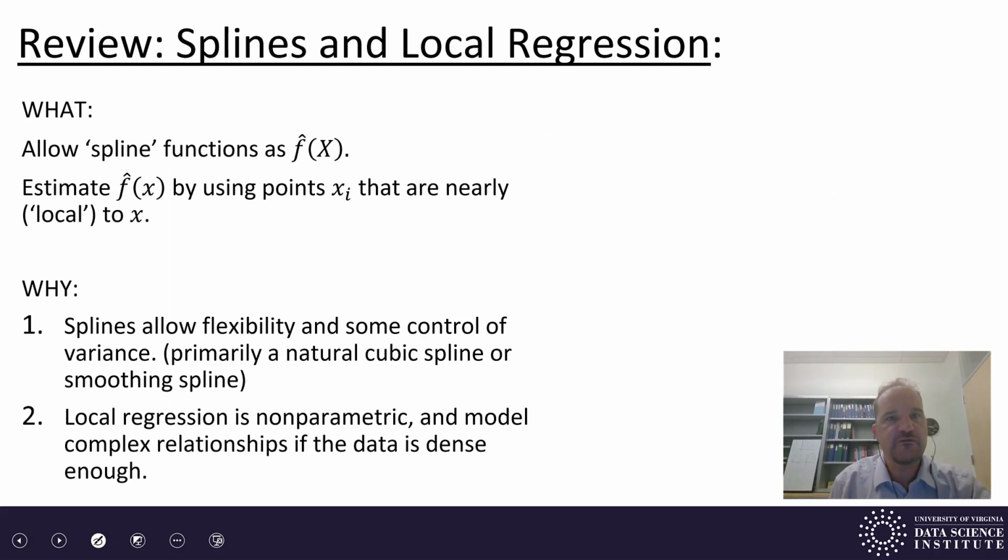Okay, so a review of splines and local regression. What are they? Spline regression is where we allow these spline functions as f hat. Local regression is where we estimate f hat using points that are local to our input. Why do we do this? Splines allow flexibility, but they also allow a fair amount of control on the variance, particularly the natural spline. As a first recommendation, as with anything, test a bunch of things, but a good start would be using a natural cubic spline or a smoothing spline in your nonlinear regression. And local regression is effectively non-parametric and has a lot of flexibility. It can model complex relationships between inputs and outputs if the data is dense enough.